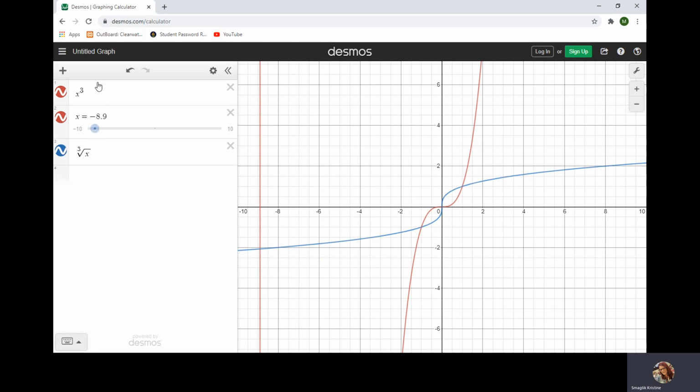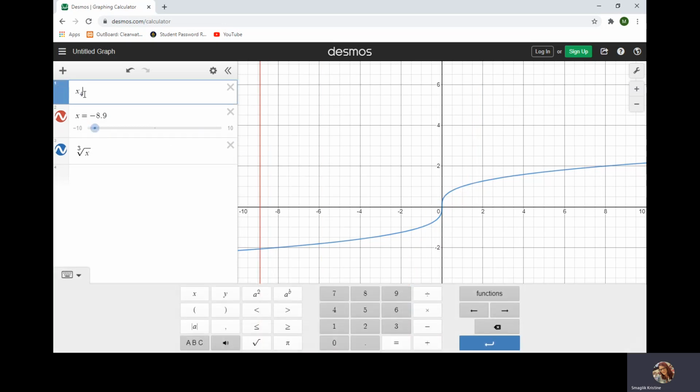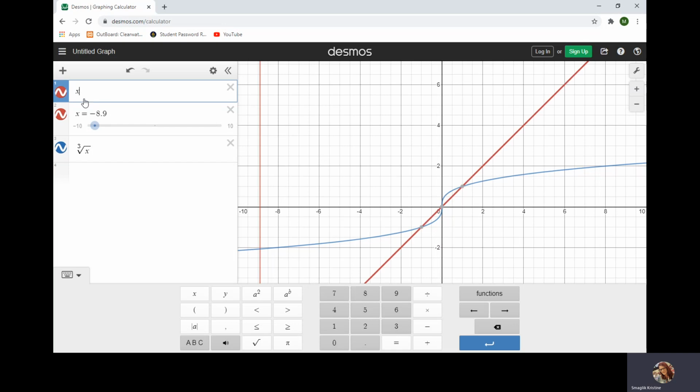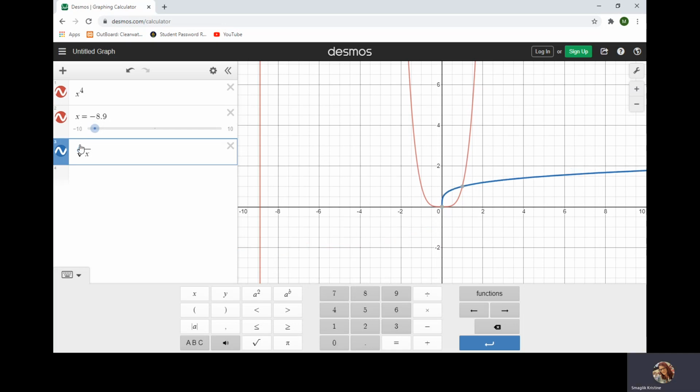And again, I could keep doing this. Let's change this to 4th degree. If it's even, I have to have the plus or minus. Let me get back in here to functions. Okay, so there it is.